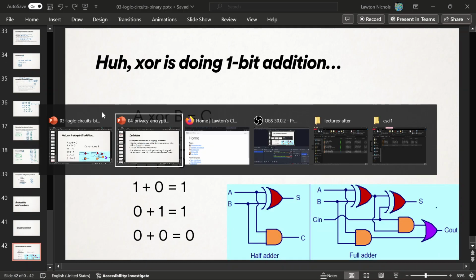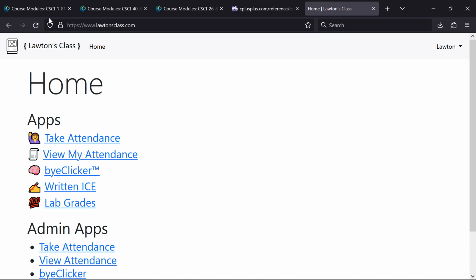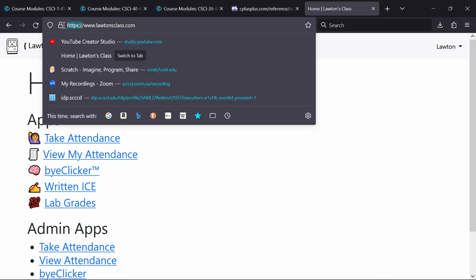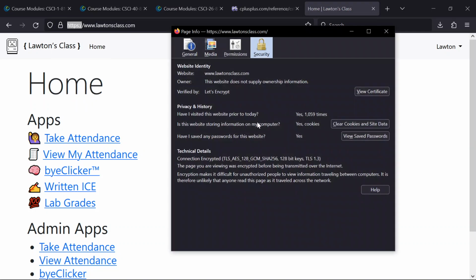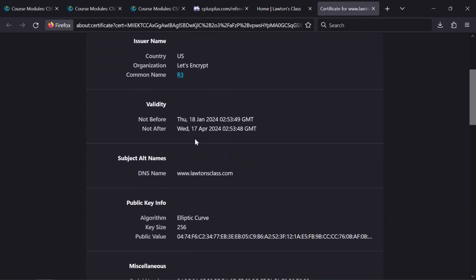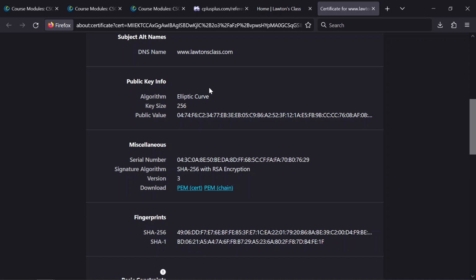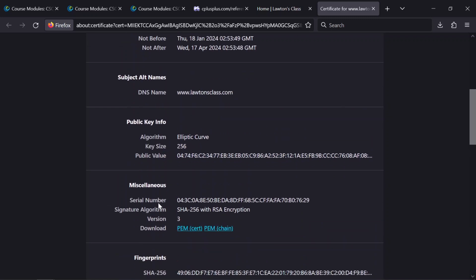Do I want to show that to you right now? Sure. Go to even the class website or Canvas, any website these days, and you see that HTTPS. That S stands for secure, and it means that things are being encrypted as you're sending information across the internet. You can click on connection secure, more information, and it's verified. There's a certificate that says exactly what's going on, like this is encrypted with this kind of algorithm. That's pretty cool.